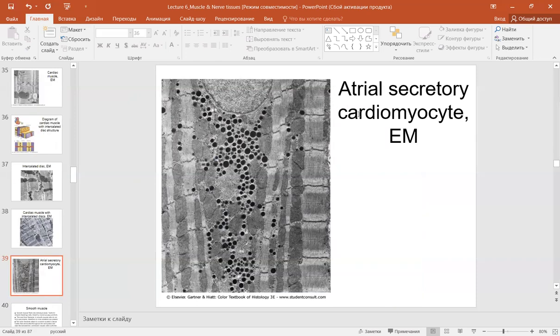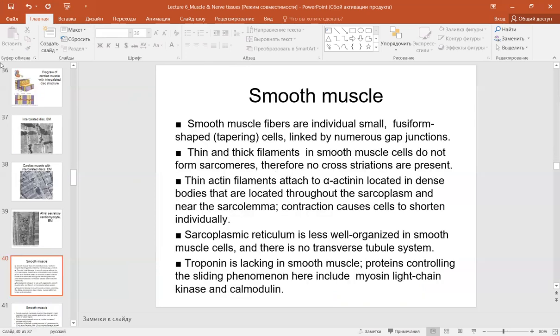Atrial secretory cardiomyocyte. Secretory vesicles are present in the cytoplasm, in the sarcoplasm, alongside the myofibrils, recognized due to the sarcomeric structure, mitochondria, centrally placed nucleus. So this is the natriuretic factor producing cell.